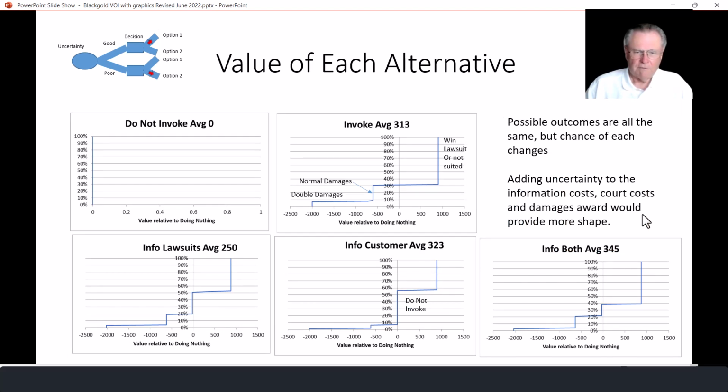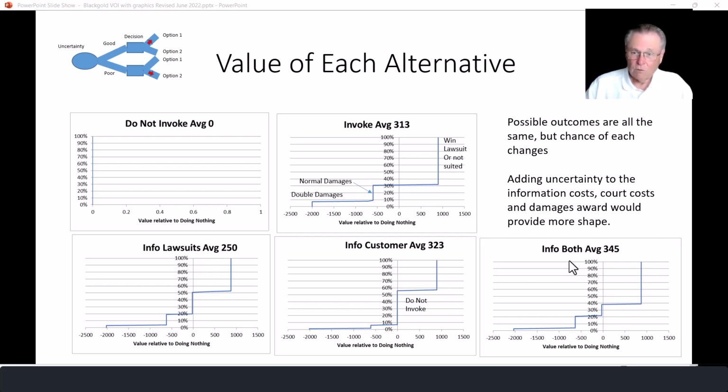Here is the value relative to doing nothing, relative to 0 now, because here's the do not invoke, which has a value of 0. These are the expected values here. And if I invoke, I have a 313, and you can see the values here for imperfect information. These look very much like a stair step rather than a continuous distribution, and that's because we don't really have any continuous distributions in the model right now.